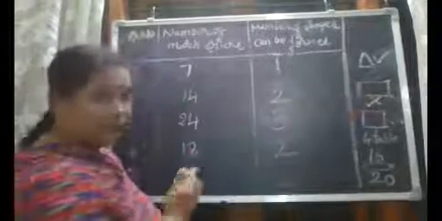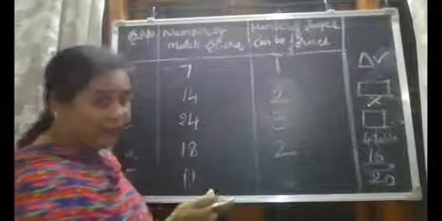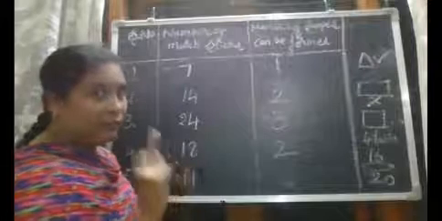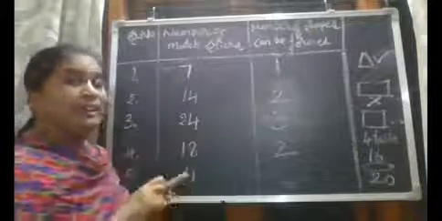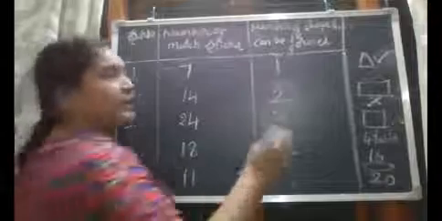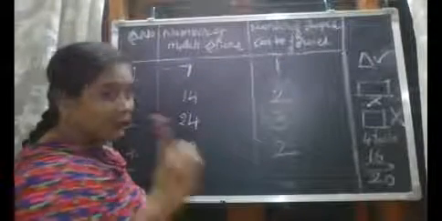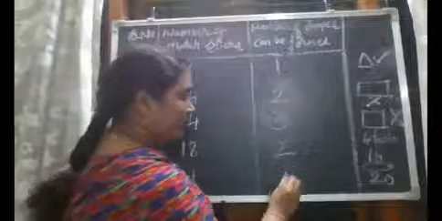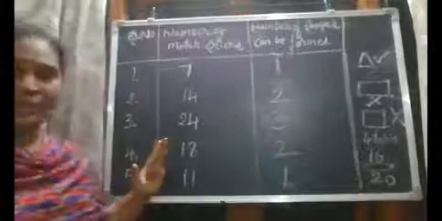Do we get 11 in the 4 table? No. 4 1s are 4, 4 2s are 8, 4 3s are 12. 11 is missing, we won't get it. So we cannot make a square also. So how many shapes can be formed? Only one, that is a triangle. So in this way, you can take any number and check like this.